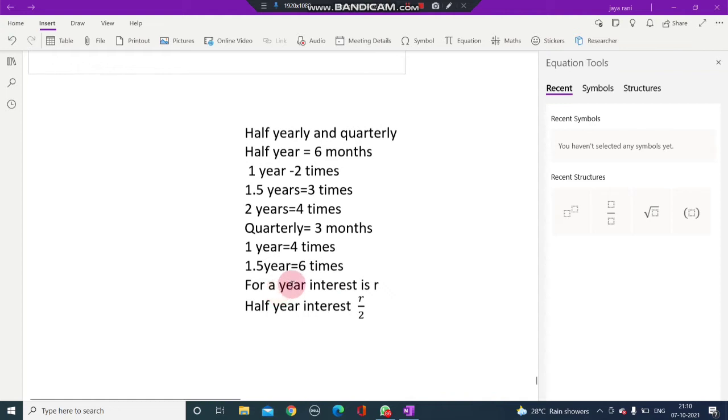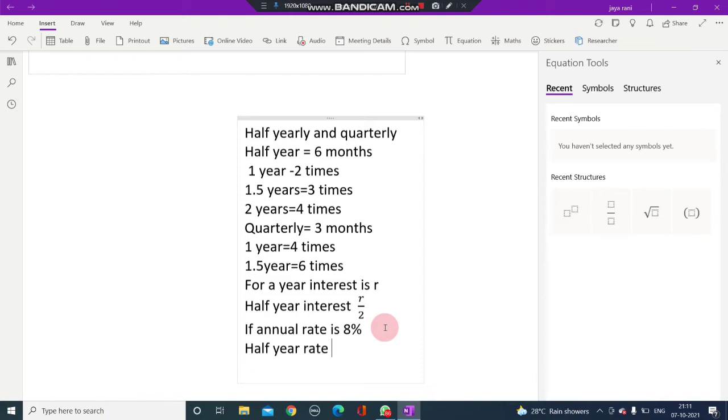That is, in a year if 8% is the interest, then the half year interest is only 4%. If the annual rate is 8%, then the half year interest is 4%. The half year rate is half of this one, that is, 4%.